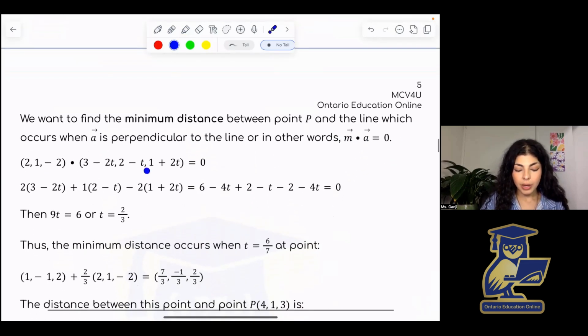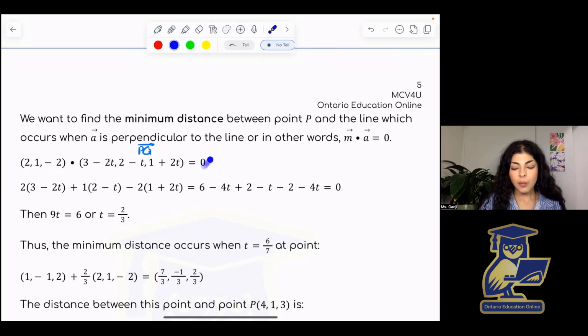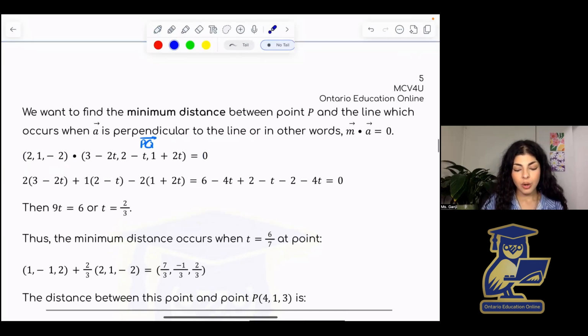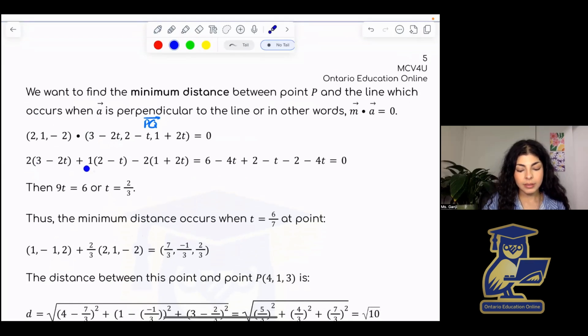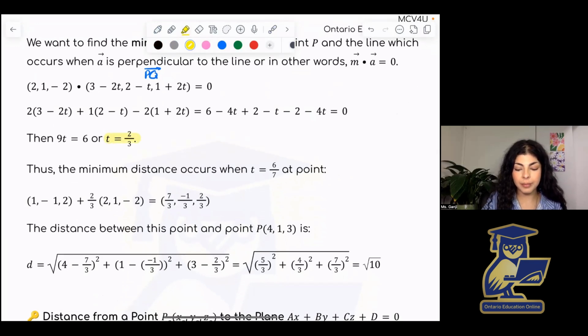Now, taking that dot product, this is vector A, which is, again, think of it as PQ for a random point Q. And this is your direction vector. Now, we want this to be equal to 0. So 2 times x plus 1 times y minus 2 times z will give you 6 minus 4t plus 2 minus t minus 2 minus 4t is equal to 0. And simplifying this and solving, you should get t is equal to 2 over 3.